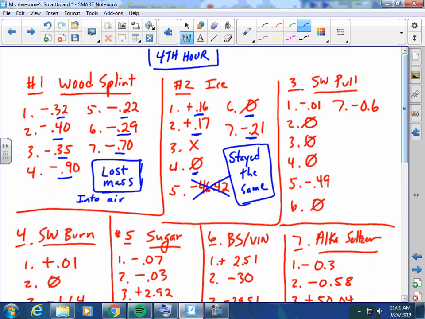Let's talk about steel wool pull apart. And this is going to be Brianna. So Brianna, steel wool pull apart. First of all, does it look like there's any data that doesn't belong? You thought 5 should not belong? Anybody disagree with that?